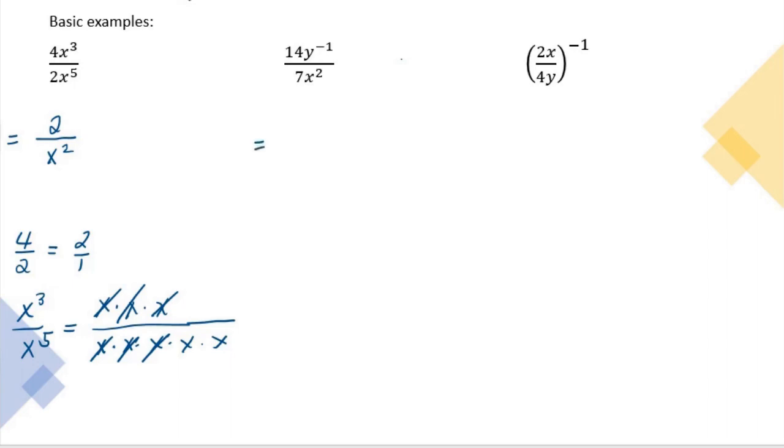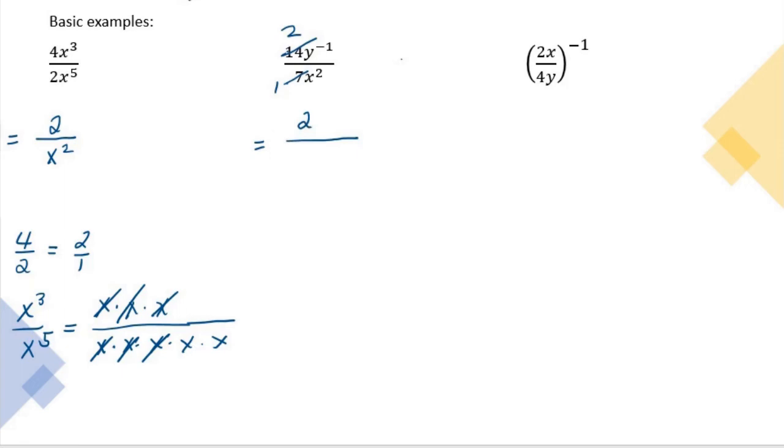In the second example, we've got numbers, 14 and 7, but 2 different variables. So we'll treat these separately. So looking at the numbers, I have 14 and 7. 14 divided by 7 is 2, or I can think of it another way. I can think of it as the numerator and the denominator both being divisible by 7. 14 divided by 7 is 2. 7 divided by 7 is 1. Either way shows me that I have a 2 remaining in the numerator.